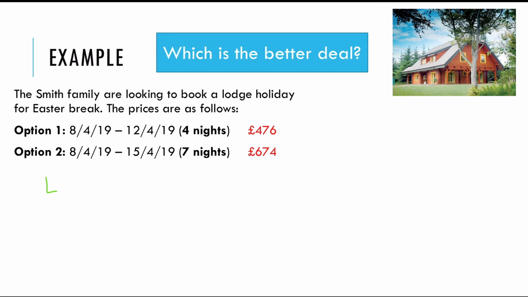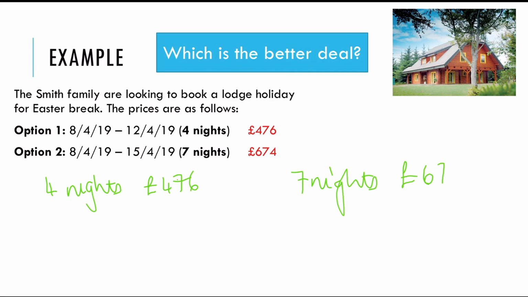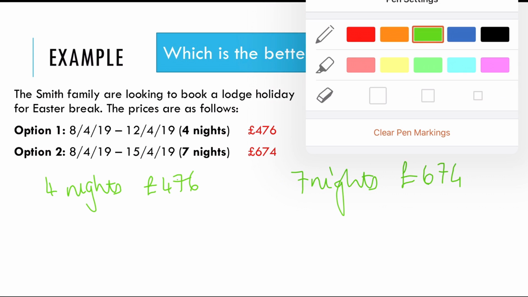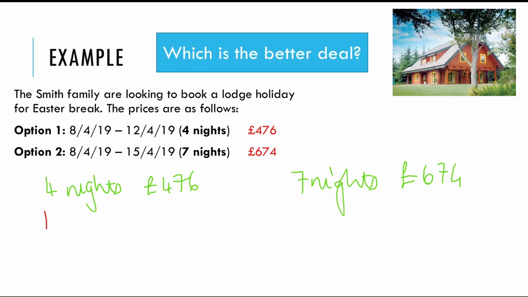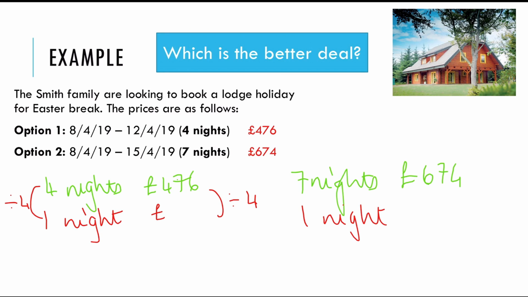So we've got that 4 nights cost £476 and that 7 nights cost £674. Now the best thing to compare both of these on would be on one night. What does it cost per night? So to get from 4 to 1, I've had to divide by 4, which means I'm doing the same to the other side. 476 divided by 4, which gives me £119 per night.